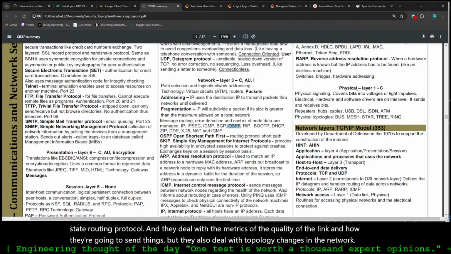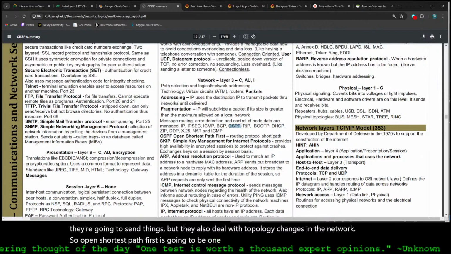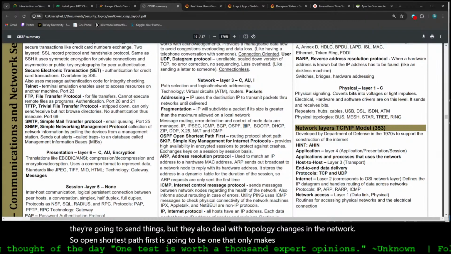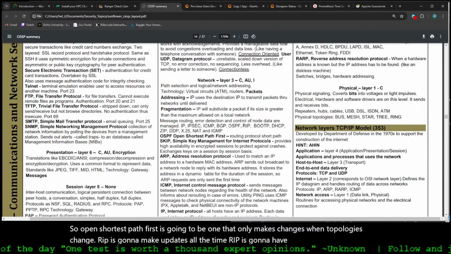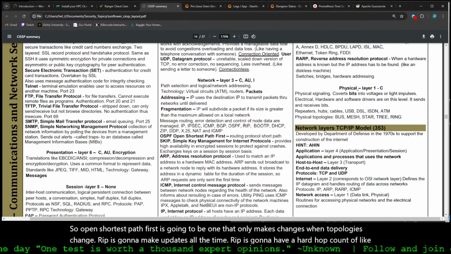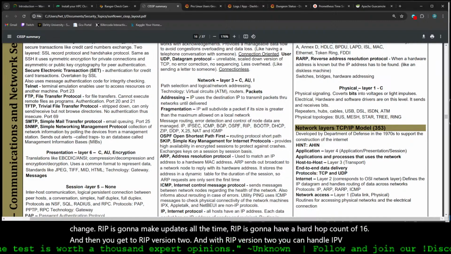So Open Shortest Path First is going to be one that only makes changes when topologies change. RIP is going to make updates all the time. RIP is going to have a hard hop count of like 16, and then you get to RIP version 2, and with RIP version 2 you can handle IPv6 and some of these other things, right?